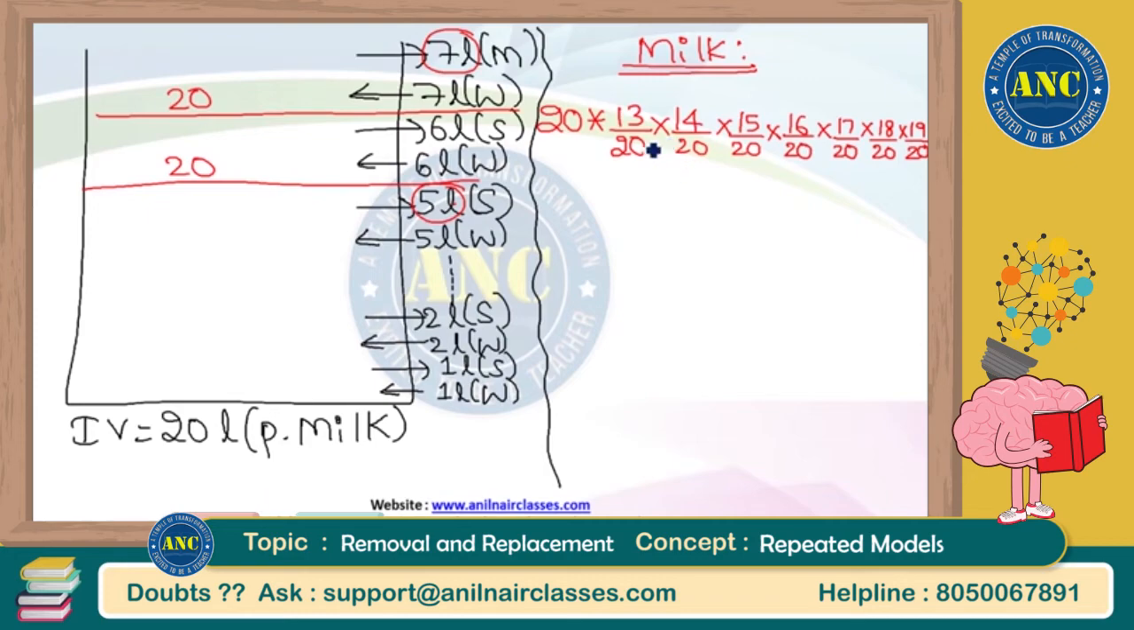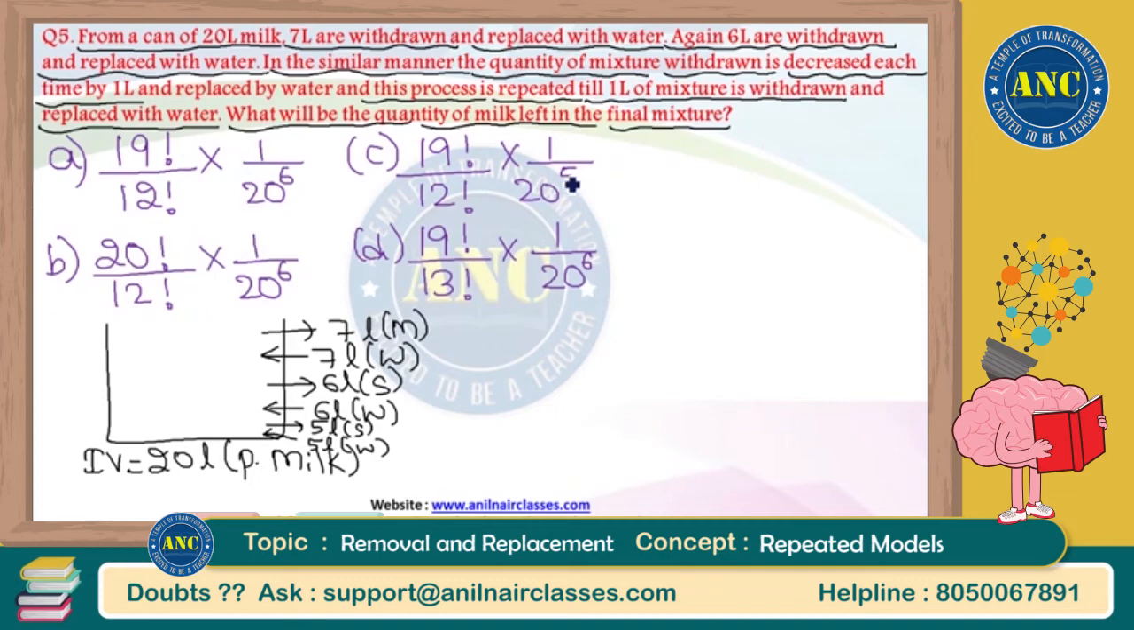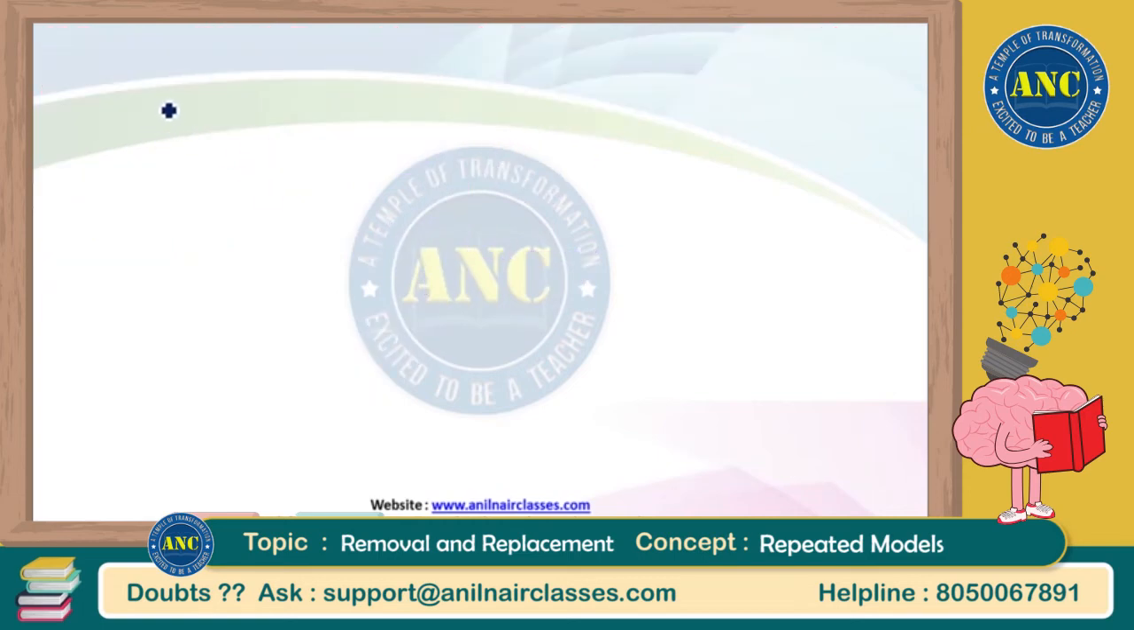You can simplify, you can cancel 20 and 20, and 14 is nothing but 2 into 7, 20 is 2 into 10. Like that, you can cancel and simplify a few terms. But look at the answer options. Answer options are given in terms of factorials.